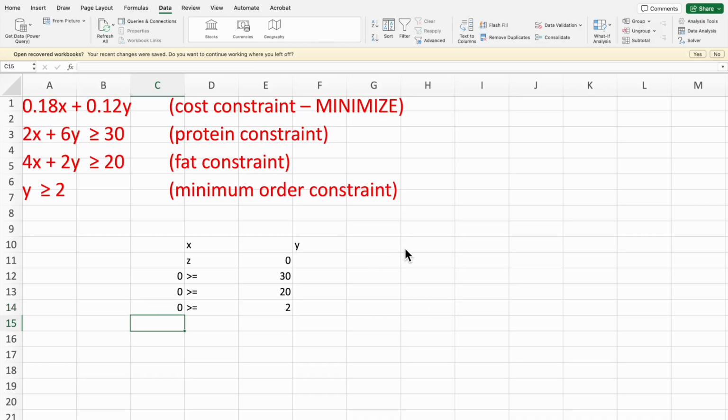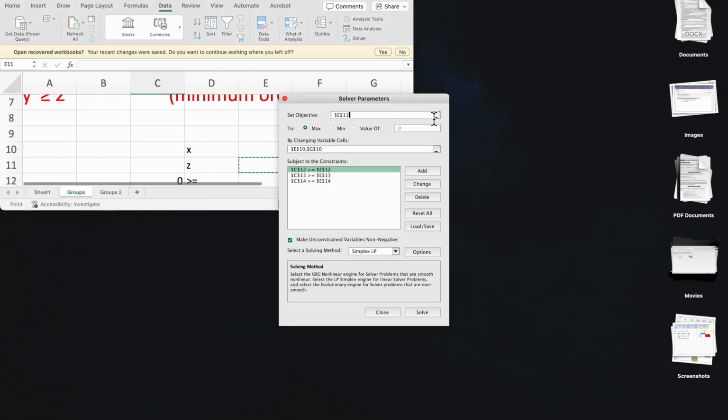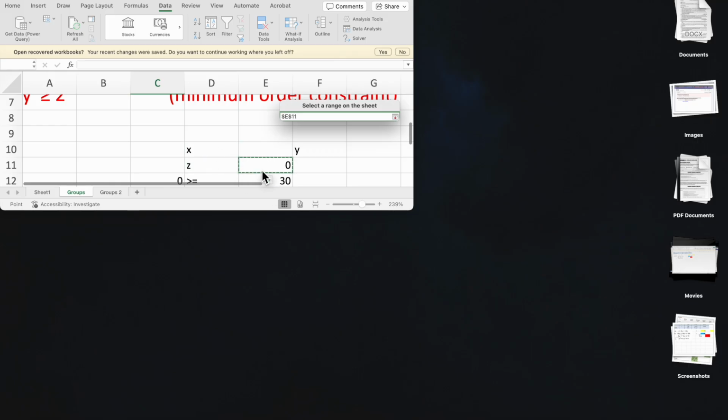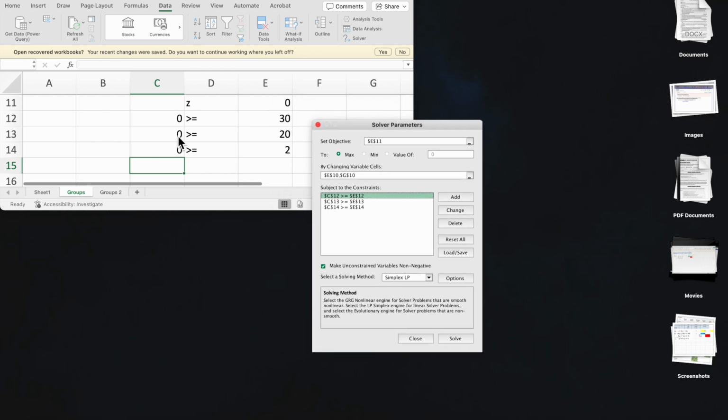Okay, now we've set up all of our constraints and objective functions. We need to use Solver to calculate that. Our objective is still C, which is E11. And our first constraint is that C12 is bigger than E12, C13 is bigger than E13, C14 is bigger than E14.